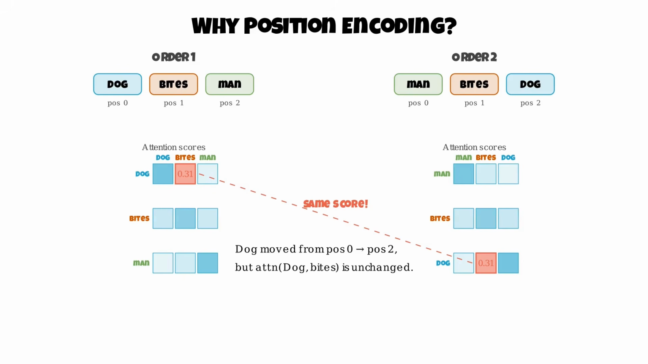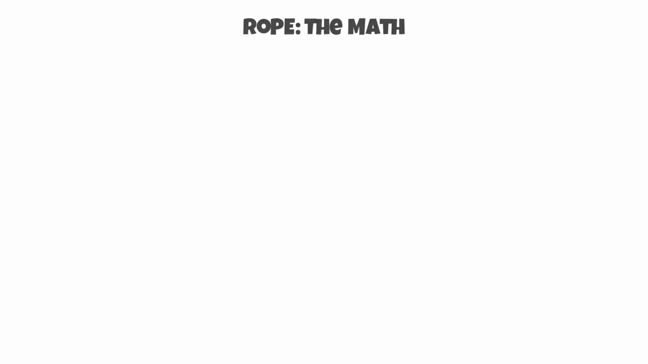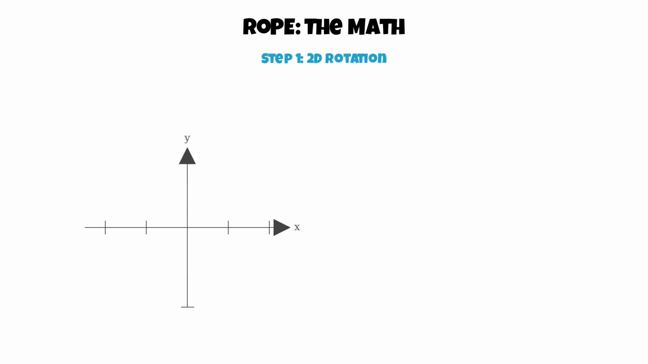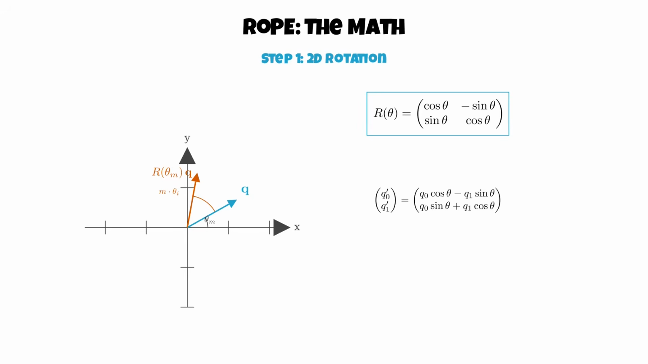Enter RoPE. Instead of just adding static position numbers, RoPE rotates our vectors. Let me show you the math. Let's start simple, 2D. To rotate a vector q by an angle theta, we multiply it by this standard 2D rotation matrix. It's a basic linear transformation using sines and cosines. The vector changes its direction, but its length stays exactly the same.